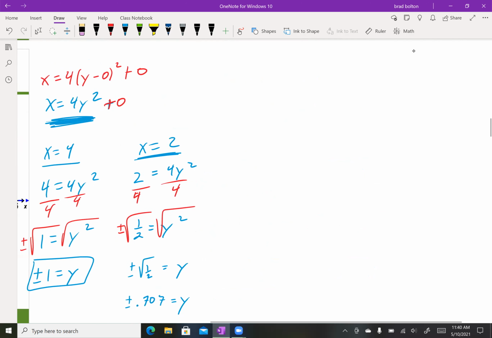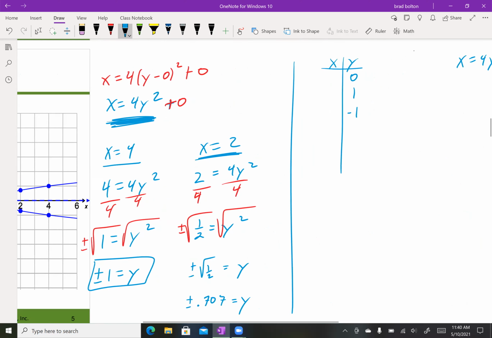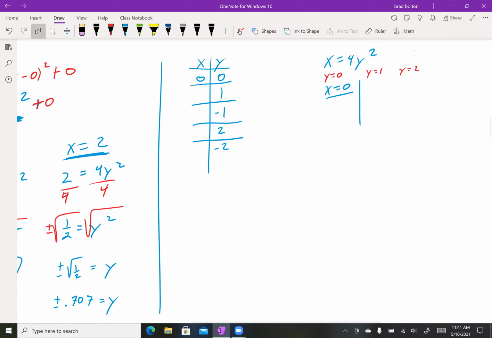Now you could choose, instead of doing that, okay, so we have x equals 4y squared. Couldn't you just pick your y's first? You could pick y equals 0, y equals 1, and you could pick y equals -1 if you want. You could also pick y equals, let's say 2 and -2. Okay, so if I plug in y equals 0, then x equals 0. Okay, so we could do that. Let's do it in the order I have it written. Sorry about that. y equals 0, y equals 1, y equals -1, y equals 2, and y equals -2.